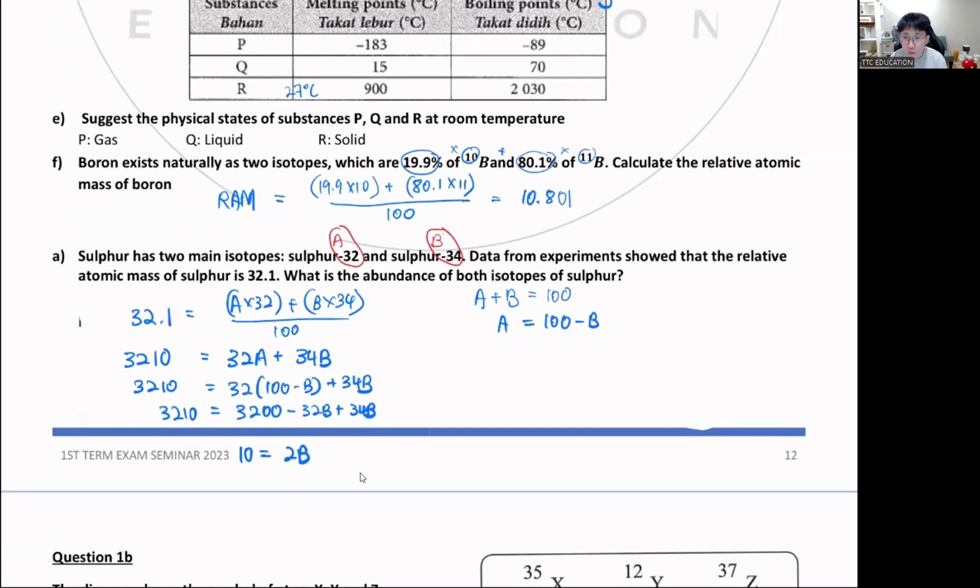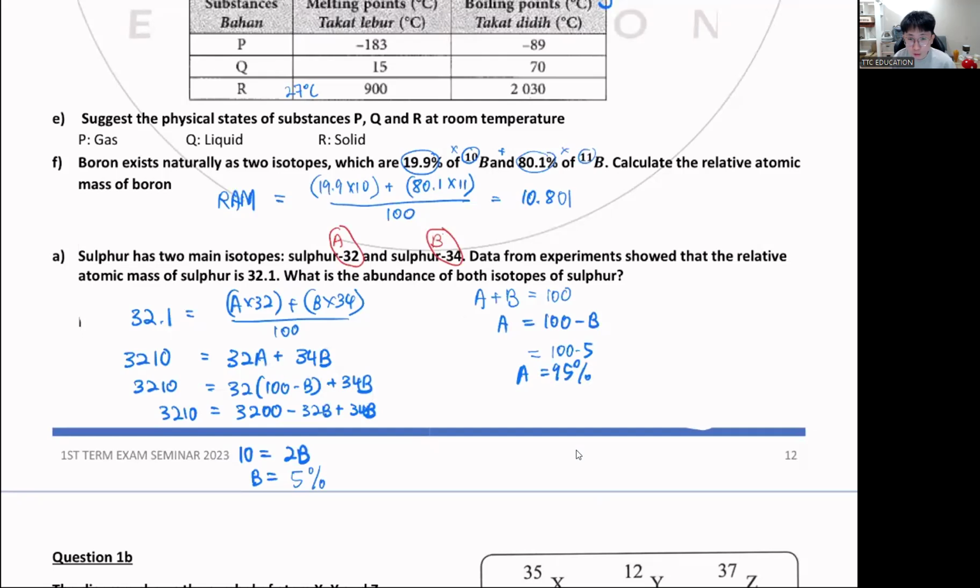Okay, am I going too fast on this step to this step? Hopefully your maths is good. I don't have to worry about your maths. Good. So you can finally find that B is actually 10 over 2. You throw your 2 over, 10 divided by 2 is 5. So B is actually 5%. Then your A will be 100 minus 5, so A will be 95%.